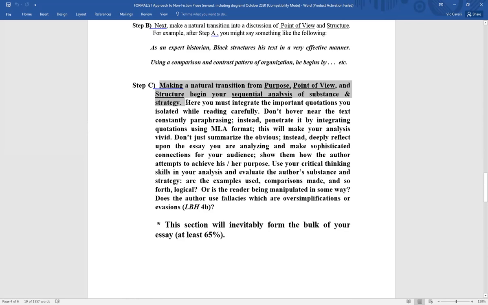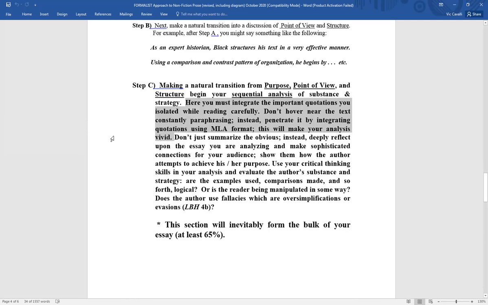As it says here, you must integrate the important quotations you isolated while carefully reading. And you can see those on the final page that I've shown you with the red font. Very importantly, don't hover near the text, constantly paraphrasing. Instead, penetrate it by integrating quotations using MLA format. This will make your analysis vivid.